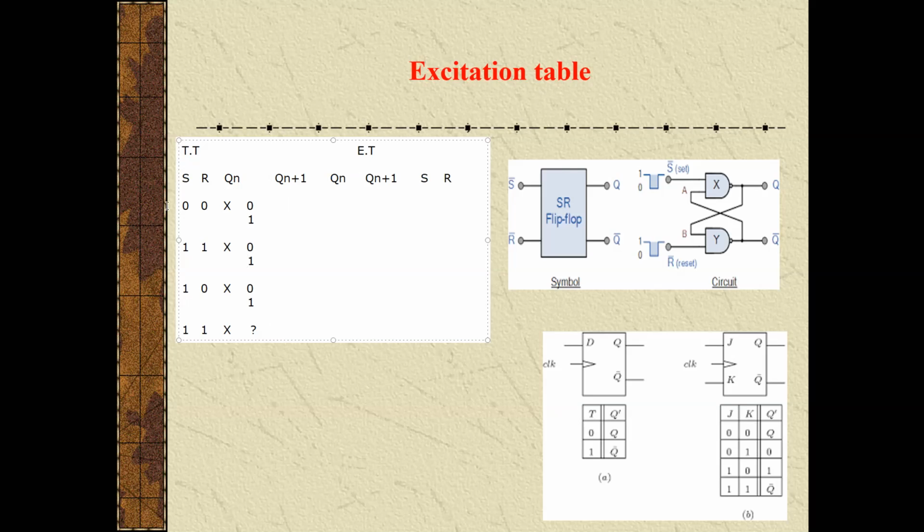See here, according to the truth table, if S and R are both 0, 0, and we don't know the present state value, then the output will be Qn. It will be unchanged. But when S is high, the present state input is always low.